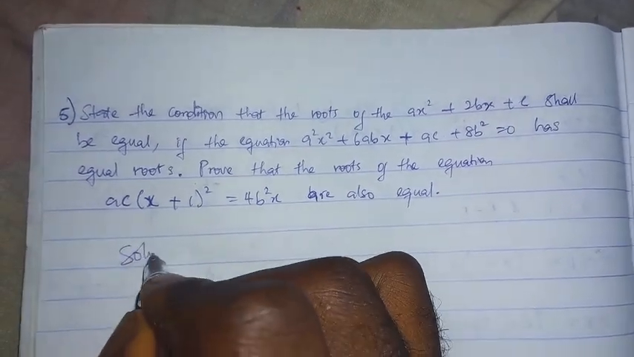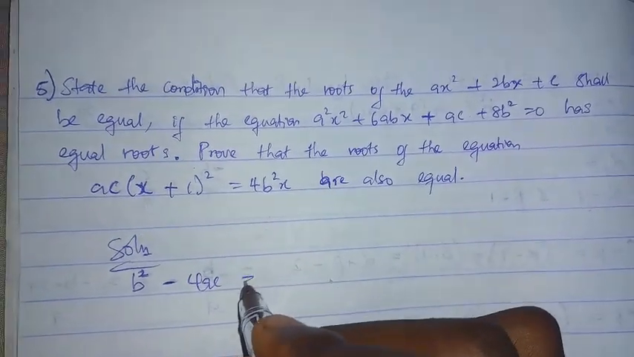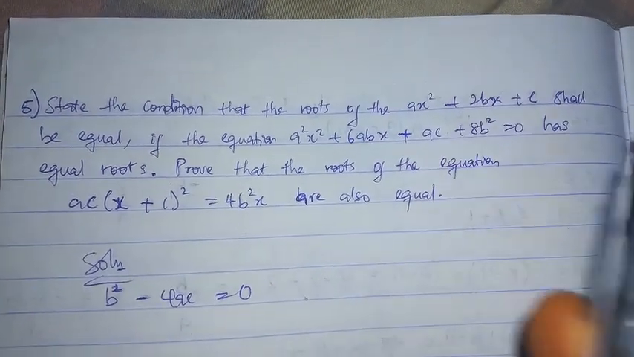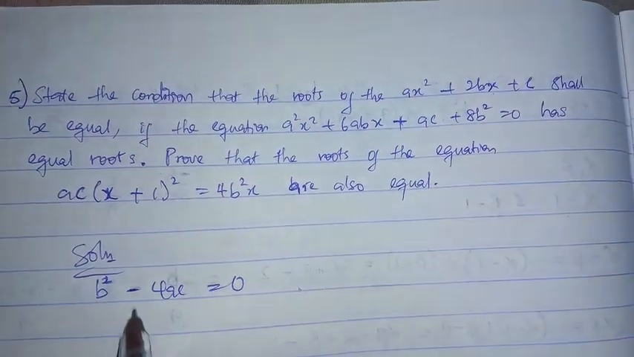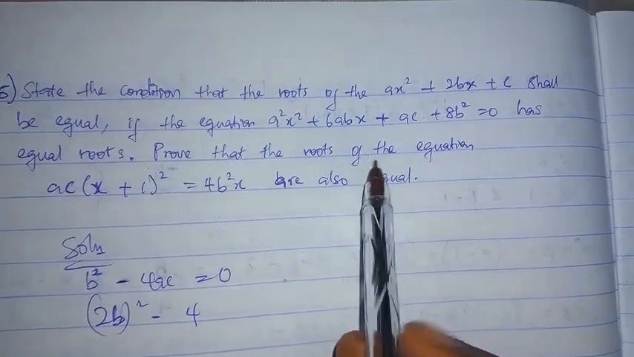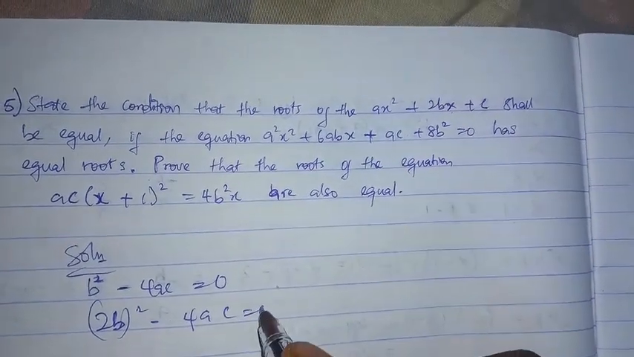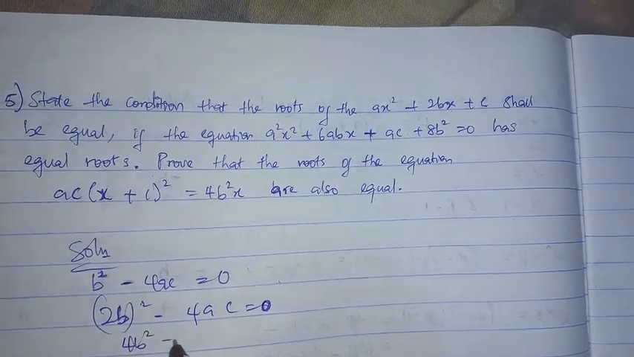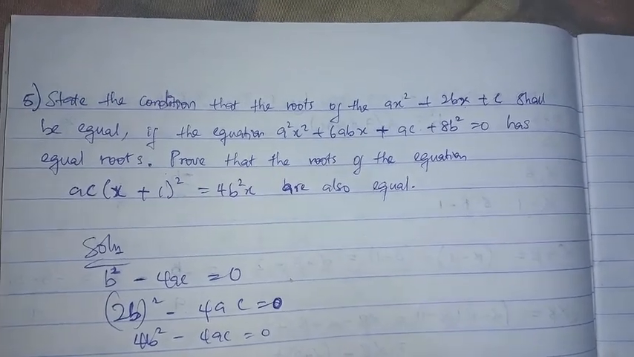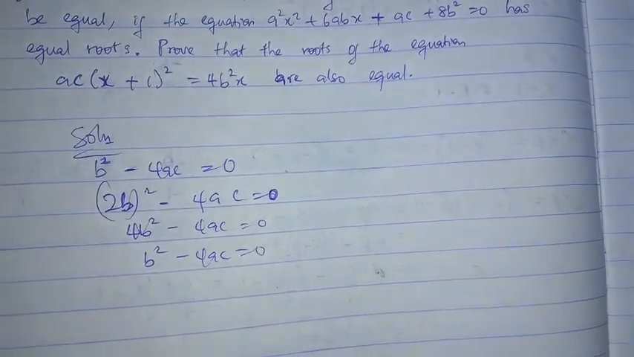In that case, solution: the condition for equal roots is when b squared minus 4ac is equal to 0. That's for equal roots. Now in this case, what do I have as my b? My b here is 2b, because that's the coefficient of x with power 1. So that's 2b all squared minus 4. My a in this case is a, and my c is c. So if this equals 0, this becomes 4b squared minus 4ac equals 0. Since 4 is common to the two of them, I can say b squared minus 4ac is equal to 0. Okay, as simple as that.